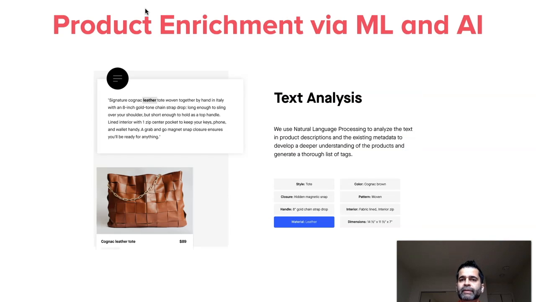Another way machine learning does product enrichment is text analysis. Natural language processing tools are used to analyze the text in the product descriptions and the existing metadata to develop a deeper understanding of the products and generate a thorough list of tags. So this technology will look through the description that you already have on a product, find out what it needs from there, and categorize and tag it accordingly.